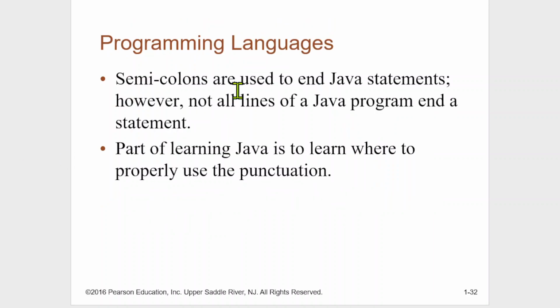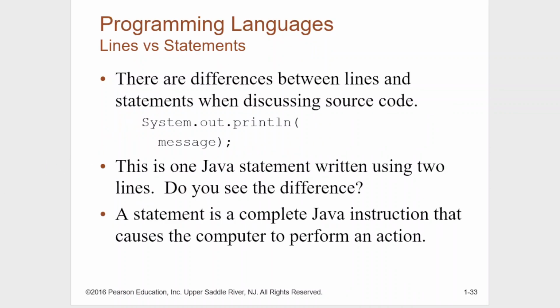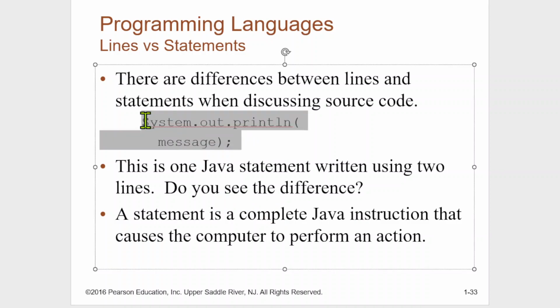All right, semicolons are used at the end of Java statements. However, not all lines of a Java program end a statement. Part of learning Java is to learn where to properly use the punctuation. There are differences between lines and statements when discussing source code. This right here is one Java statement using 2 lines. Do you see a difference? The statement is a complete Java instruction that causes the computer to perform an action. It'll do the exact same thing. It doesn't matter how many lines you're on. What matters is once I put the semicolon, that tells you this line is done, complete, whatever it needs to be done in this line.